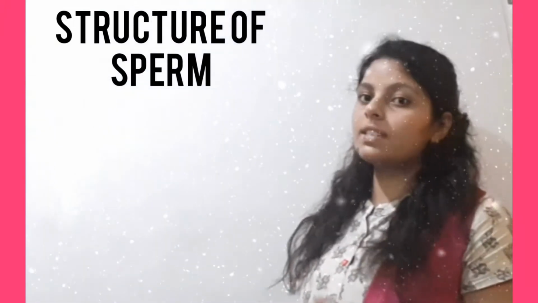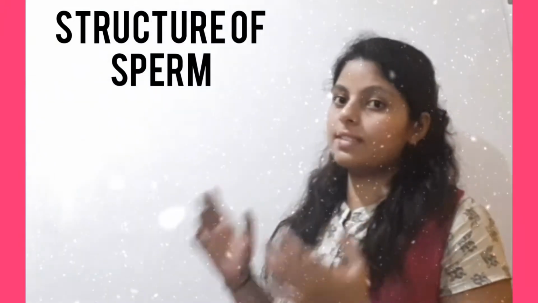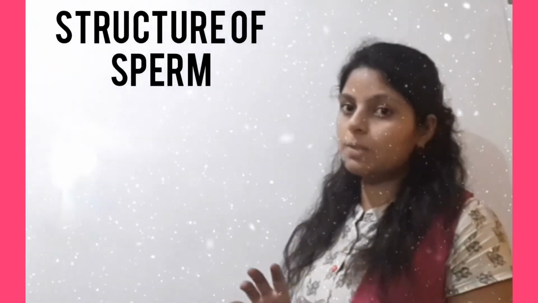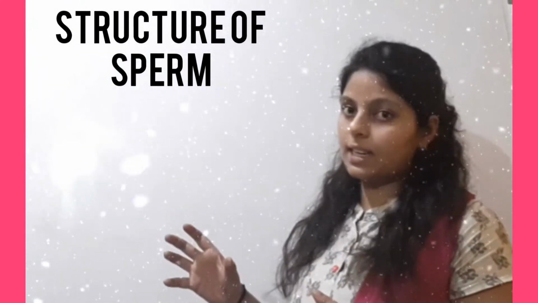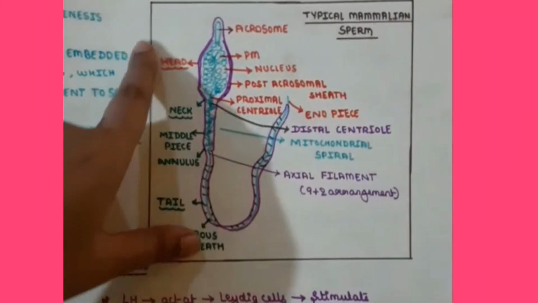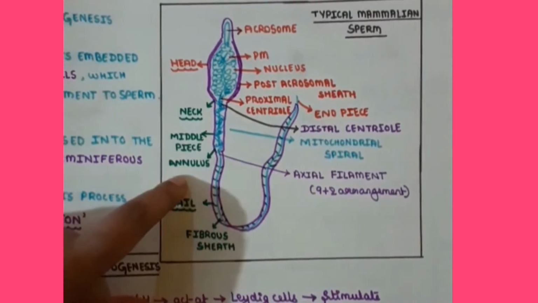So this video mainly covers part 2 of spermatogenesis and oogenesis. In this, your answer should contain the diagram of the sperm as well as a few points regarding it. So let's see that. Next, moving on to the description of the typical mammalian sperm.